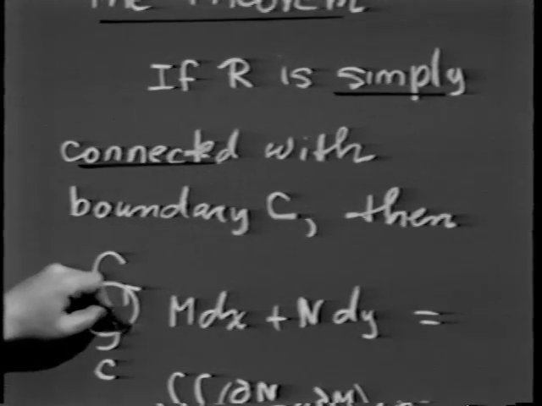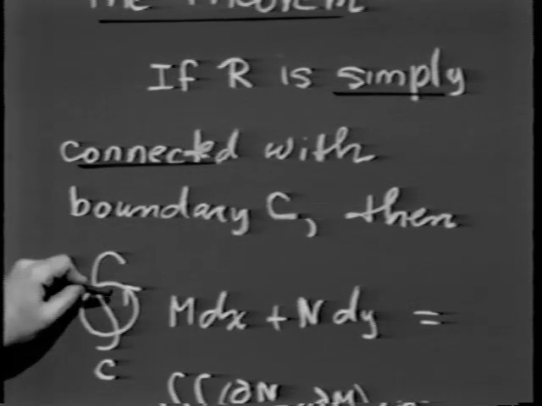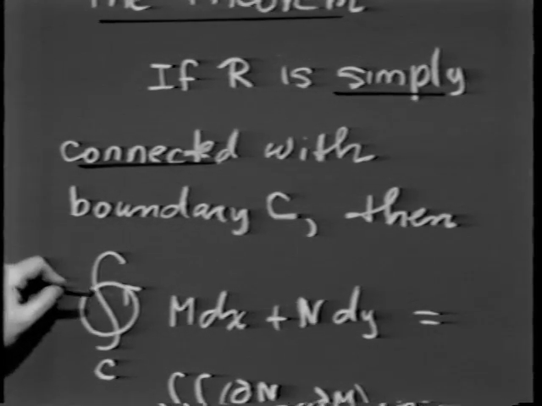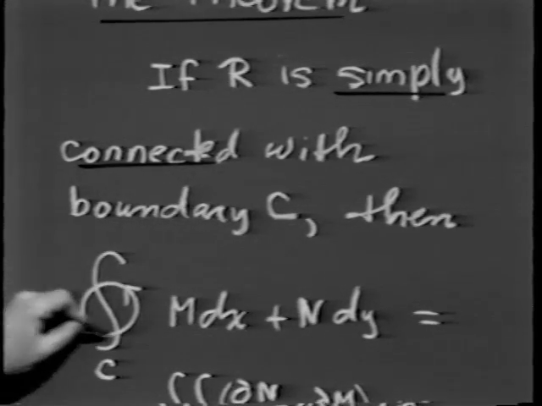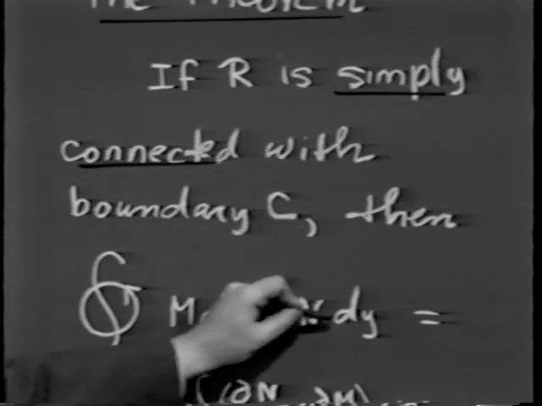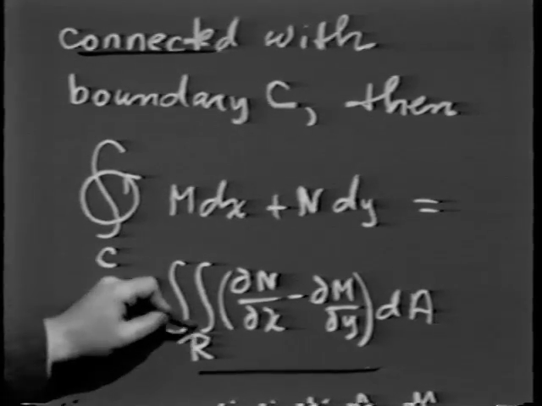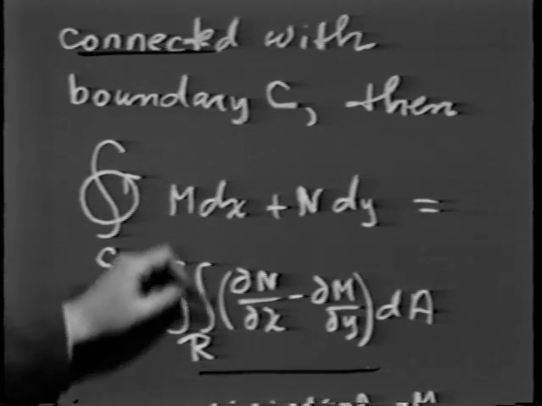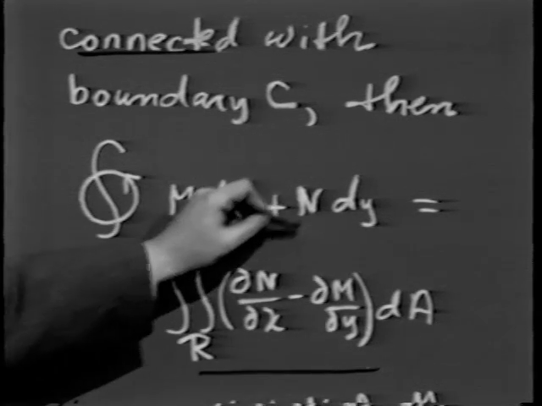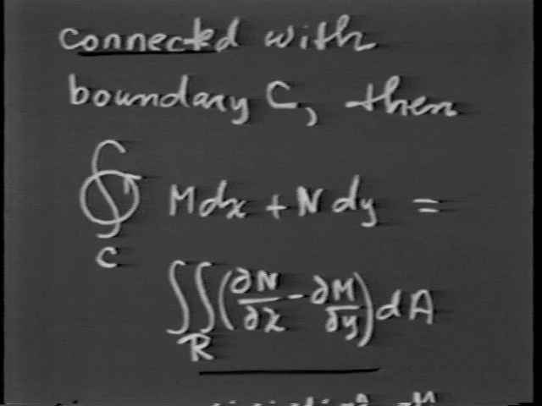As we go around the boundary, see, as we're going around here in this direction, the region appears to our left. At any rate, I'll mention that in more detail later. The directed line integral around the closed curve C, m dx plus n dy, turns out to be a double integral over the region R enclosed by the curve, and that double integral has as its integrand the partial of n with respect to x minus the partial of m with respect to y.